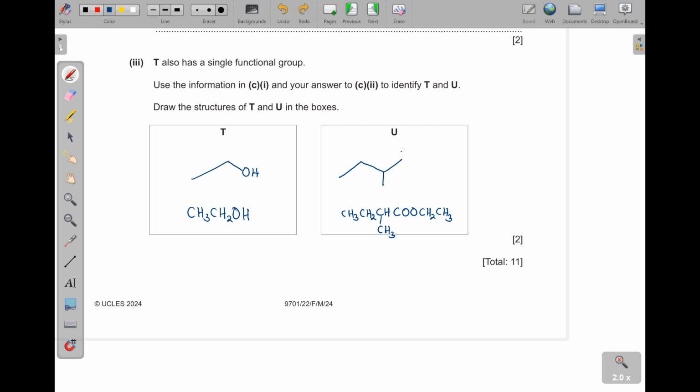Then here I come to this carbon. This one is a carbonyl here, then this one is connected to the oxygen here, and then that oxygen is now connected to the ethyl group. My oxygen is here, then the ethyl group. So you can put this one or this one here. So this has been it for this paper.